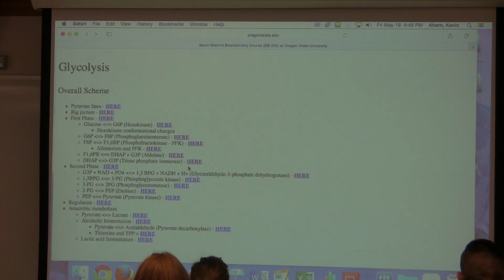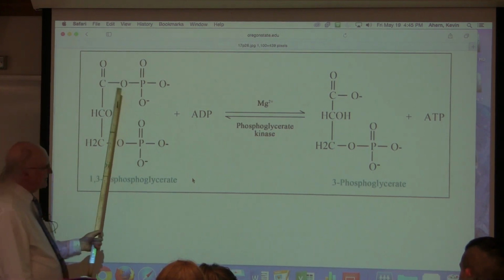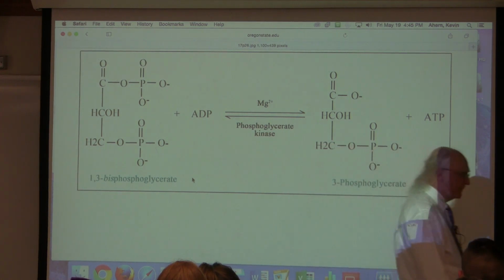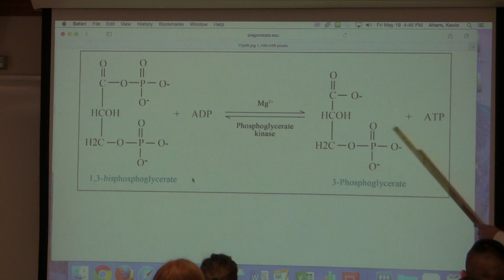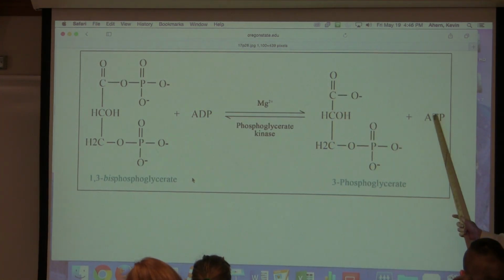G3PDH catalyzes the only oxidation in the pathway of glycolysis. In the next step, we see our first production of ATP. This production of ATP happens by the transfer of this phosphate onto ADP to make ATP.